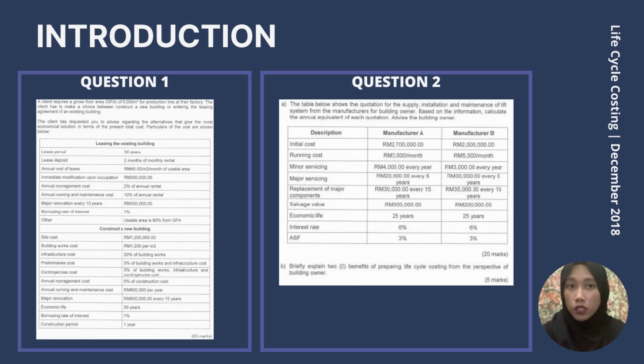Meanwhile, for question 2a, based on the information given, calculate the annual equivalent of each quotation and advise the building owner. For question 2b, explain two benefits of preparing life cycle costing from the perspective of the building owner. Next, my group members will explain the answers for questions 1 and 2.